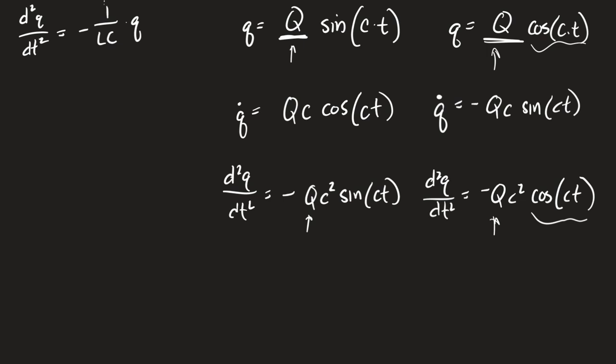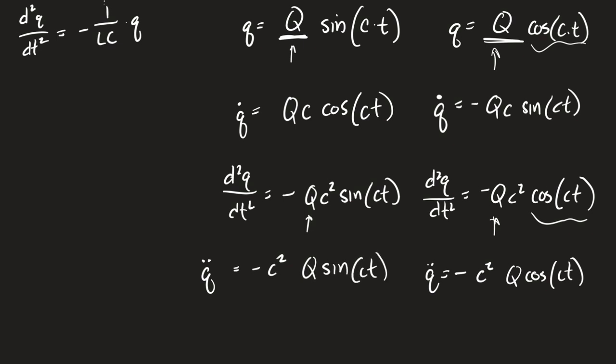So if I reorganize this, I get negative C squared Q cosine CT. And if I reorganize this one, I get negative C squared Q sine CT. And hopefully you see this is this, right? I take the second derivative, I get back the original function plus a negative sign plus a constant. So this function works.